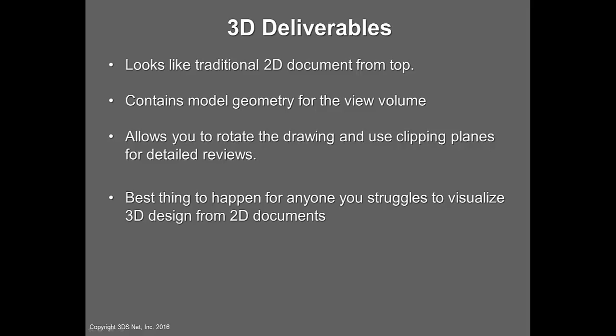Now I'd like to show a few examples of what you can do with 3D annotation. The first up is 3D deliverables. These documents look like traditional 2D documents from the top view, but they also contain geometry that falls within that view volume. This allows you to rotate the drawing and use the clipping planes for detailed reviews. This is surely the best thing to ever happen to anyone who struggles to visualize 3D design from 2D documents.